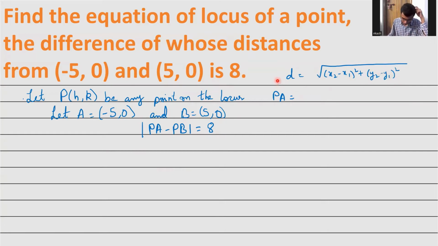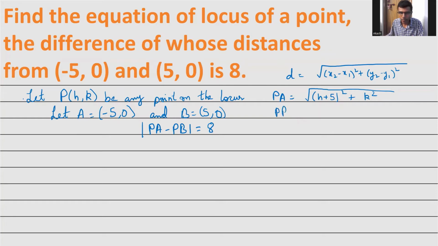Now PA. Okay, now PA. P is (h, k). I'm gonna take this as (x2, y2), and A I'm gonna take as (x1, y1). So PA would be nothing but under root of my x2 minus x1, which is h minus of minus 5. Okay, h minus of minus 5 would be h plus 5. (h plus 5) whole square plus (k minus 0) whole square. That means plus k square.